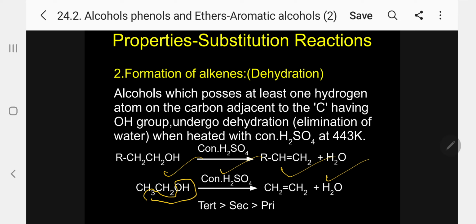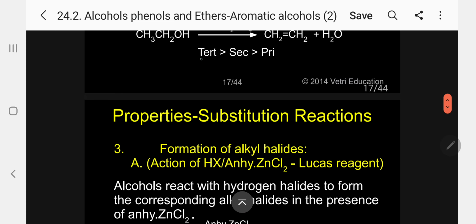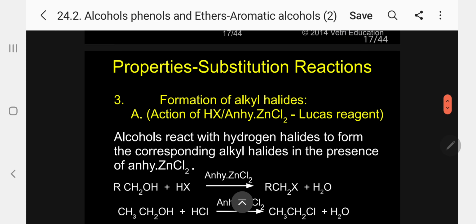So you can prepare alkenes normally. And when we are using alcohol, the tertiary is more reactive than secondary, which is more reactive than primary in undergoing the dehydration reaction, that is removal of water. Please remember this one. The third is formation of alkyl halides.